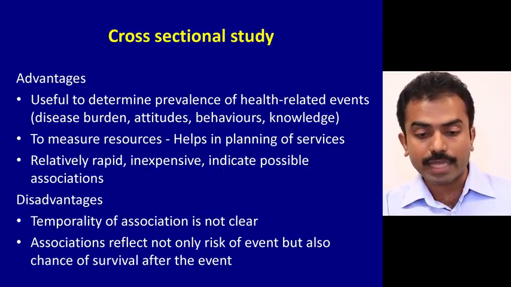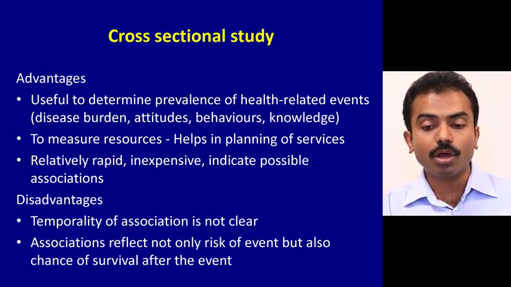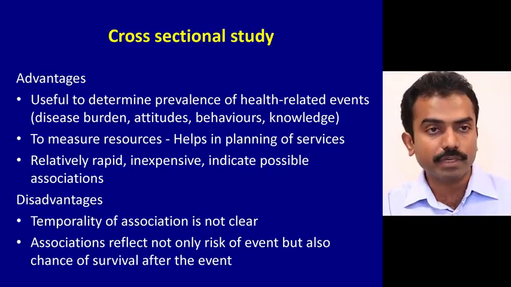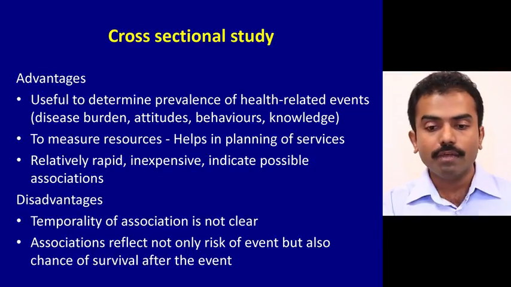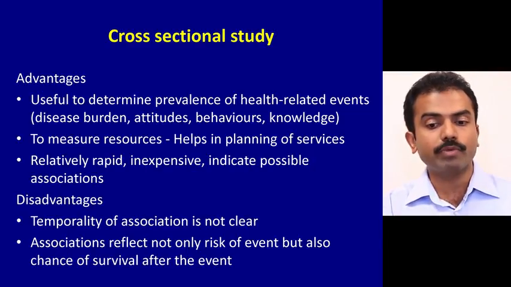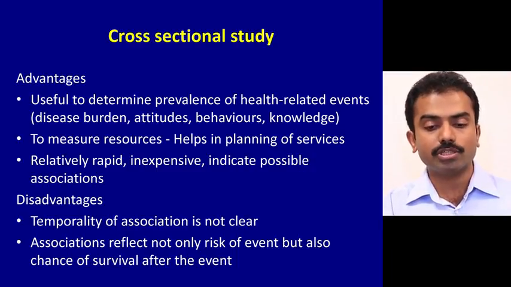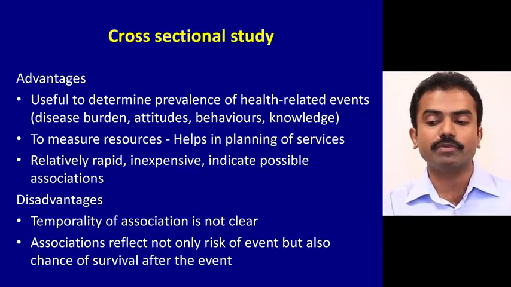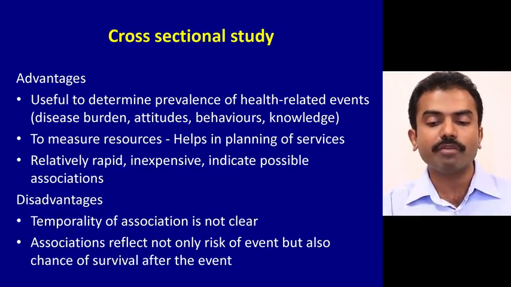But there are several advantages as well. One is it's very useful to determine prevalence or burden of several problems: disease burden, knowledge, attitudes, behaviors, and these are very, very helpful in planning of services. For example, if you want to design a national program for a particular country, we want to know essentially how many cases do we expect in a year. And that kind of information you'll get in a cross-sectional study. How many TB cases are there in a country? And then you can plan accordingly how many staff you require, how many drugs you require, etc.